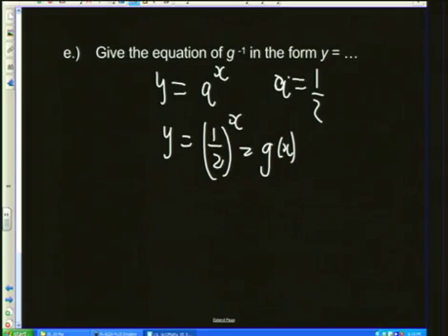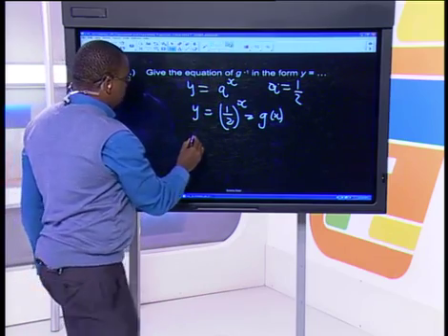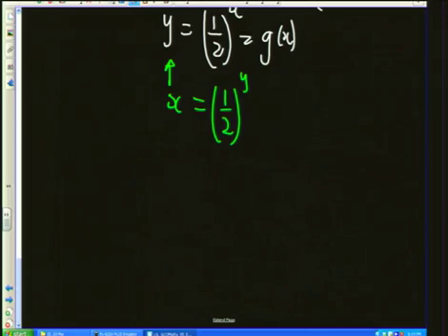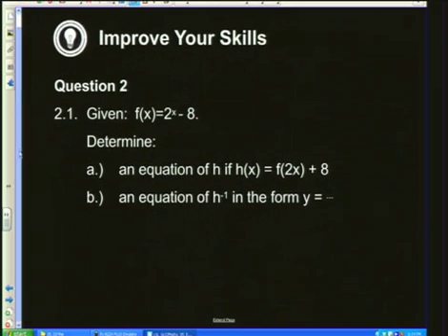Now remember, when we need to work out the inverse, you interchange the x and y. So for us to get the inverse here, in the place of y, put x, then it's equal to 1 half to exponent y. Because I want to make y the subject of the formula, I've got x equals half to exponent y, so this is now log, the base is a half, so it's log x base half equals y. So this is our inverse graph. Now, we move on to question number 2.